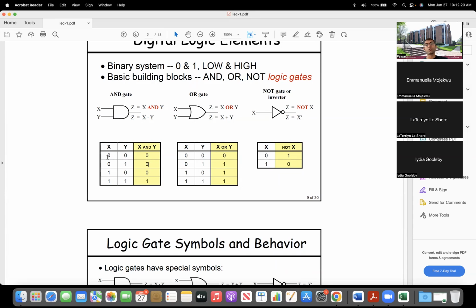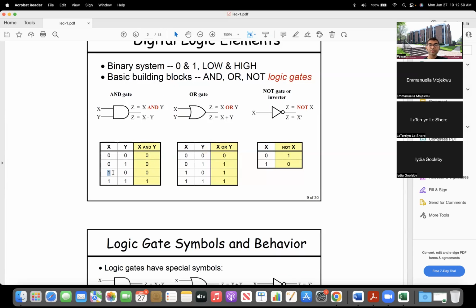So you calculate this by multiplying X and Y, right? So 0 multiplied by 0 is 0. If you multiply things, it's an AND gate. If you add things, it's an OR gate. Okay, so 0 multiplied by 0 is 0. Say if you have 0 as X, 1 as Y, 0 multiplied by 1 is 0, right? So 0 is your output.